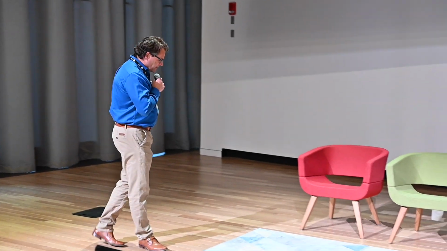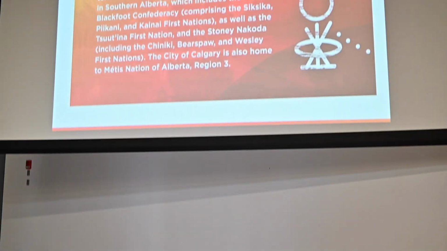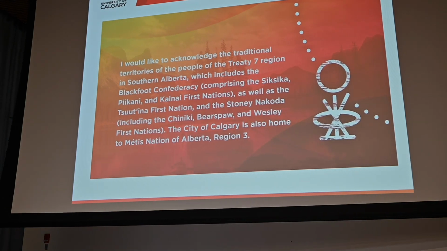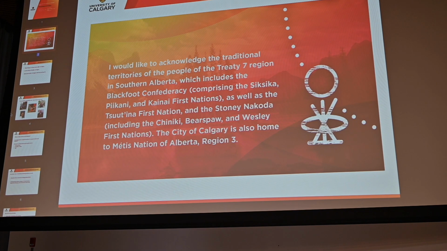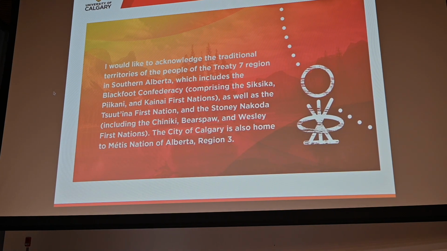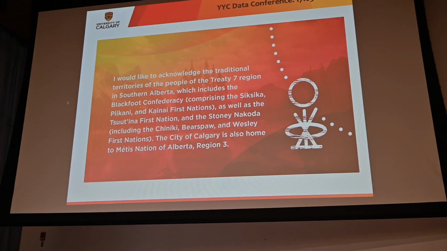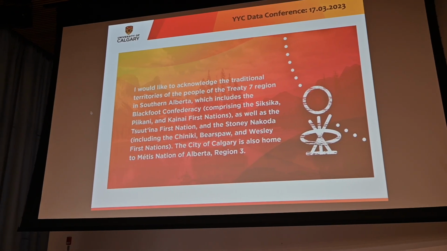But first and foremost, I would like to make a territorial acknowledgement. I live and work on historical Aboriginal territories, so I'd acknowledge the traditional territories of the Treaty 7 region in southern Alberta, Blackfoot Nation, which includes the Piikani, the Siksika and the Kainai First Nations, as well as the Tsuut'ina First Nation and the Stoney Nakoda First Nation, including the Chiniki, Bearspaw, and Wesley First Nations. Quite honestly, I should know this by heart by now. And the city of Calgary is also home to the Métis Nation of Alberta, Region 3.